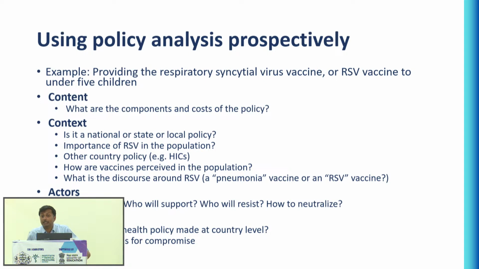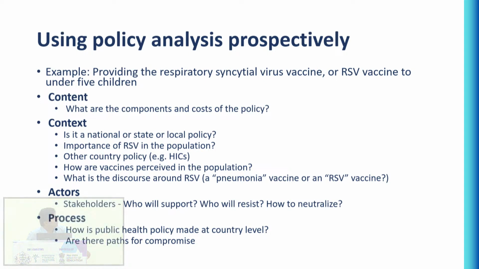Using policy analysis prospectively, as I said, for instance, India doesn't have a vaccine for respiratory syncytial virus. So one of the studies that I have been engaged with is trying to look at a prospective policy analysis for the launch of a respiratory syncytial virus vaccine in India. So the content, what are the components and cost of the policy? Will it be a burden to the system? An additional vaccine within the existing pool of vaccines?